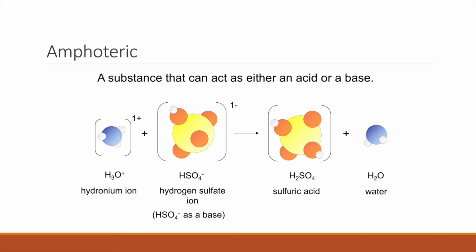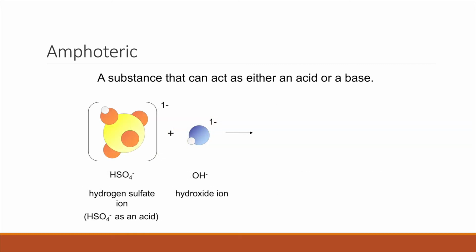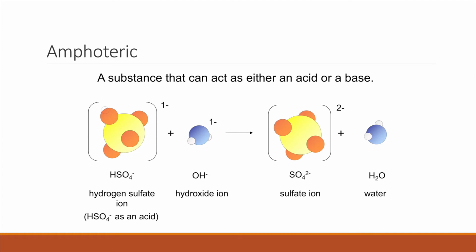Here's an example where the hydrogen sulfate is now going to act like an acid when it's near the hydroxide ion. The hydrogen sulfate now will donate its hydrogen, and now we'll be left with the sulfate ion, SO4 2 minus, and water. Right? So depending on what else is present, these guys can go either way.